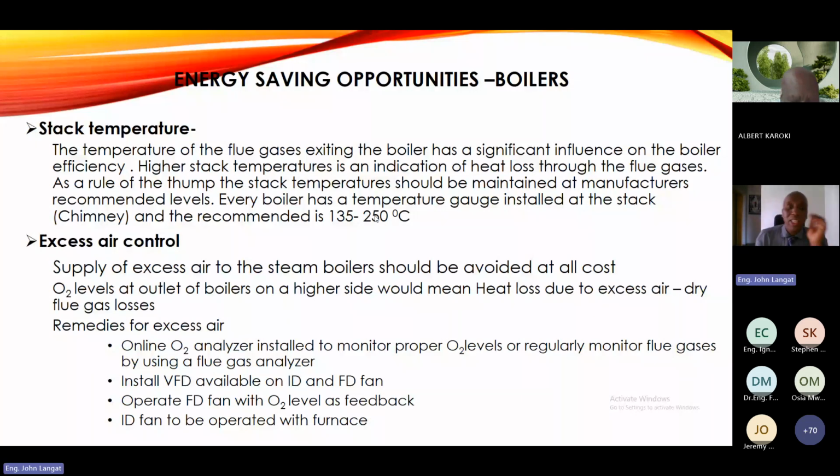Tuesday, you'll find that the temperature reading is 135. Wednesday, the temperature reading goes to 140. Thursday, the temperature reading goes to 160. Friday, the temperature goes to 180. Saturday, the temperature is at 200. Then Sunday, the temperature is at 250. That is not recommended. You find that the temperature goes up. So you need to find out why the temperature is going up throughout the week. It's because of the soot that accumulates inside the fire tubes.